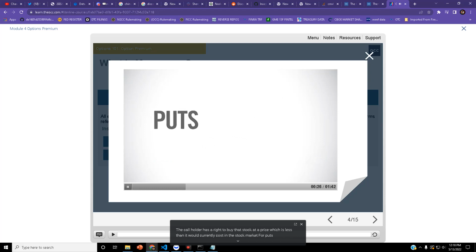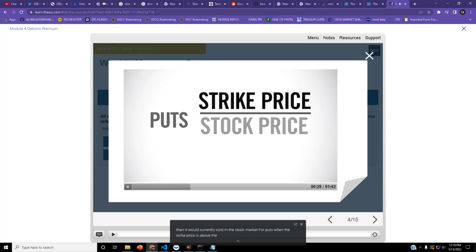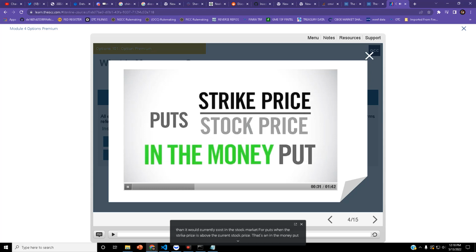For puts, when the strike price is above the current stock price, that's an in the money put. The holder of this put has a right to sell the stock at a price which is greater than would currently be received in the stock market.